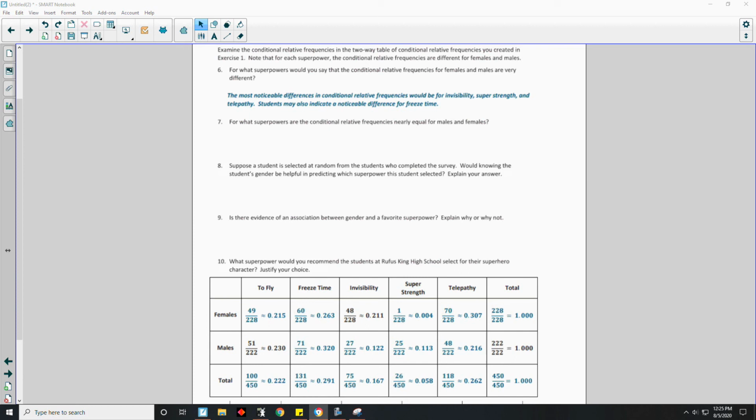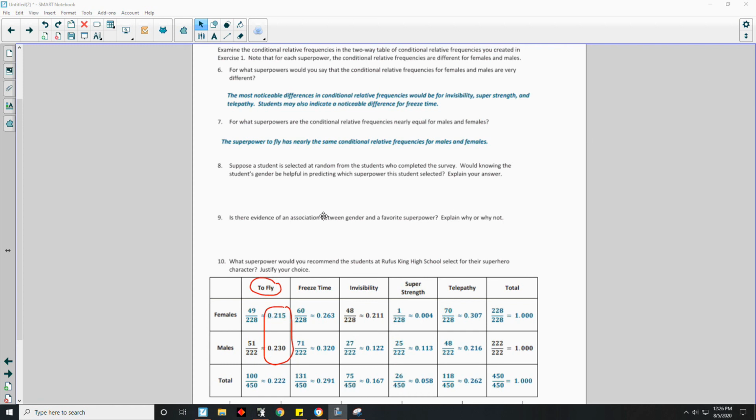Okay, number 7. For what superpowers are the conditional relative frequencies nearly equal for males and females? Okay, so now we're just doing the opposite of the last problem. So to fly is only a difference of 1.5%. Freeze time was only a difference of 5%. So putting that one into words, the superpower to fly has nearly the same conditional relative frequencies for males and females.